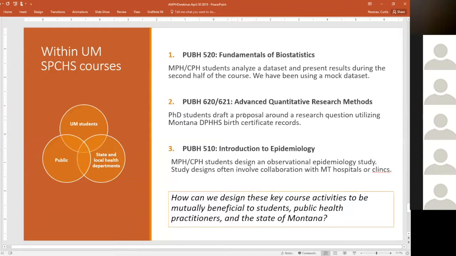But as part of that course, Erin Simmons has worked with the Montana Department of Health and Human Services to use a protected birth certificate record data set so that the students can explore interesting questions just on Montana birth outcomes. So that's just an example of how we could use ideas or data sets within our coursework to answer questions that you might be interested in. So I encourage all of you to reach out to us if you have such interests or questions that you're willing to integrate within our coursework.